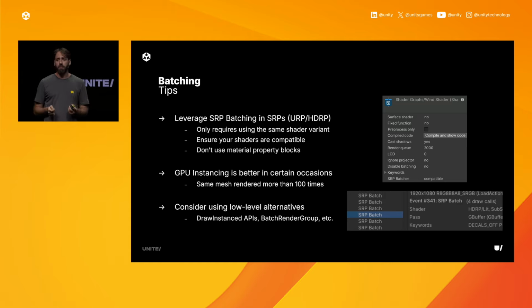Talking about instancing, sometimes instancing can be better than the SRP batcher. It's a little bit of a project-dependent thing, but usually, as a rule of thumb, you can think that if you need to render the same mesh more than 100 times, usually GPU instancing is a better solution. So try to use both in the best way possible. Finally, you have low-level APIs like the draw instance APIs or the BatchRendererGroup, which allow you to render objects without the overhead of having game objects, renderers, transformations, and so on. So it's a little bit low-level, but it's a very powerful tool.